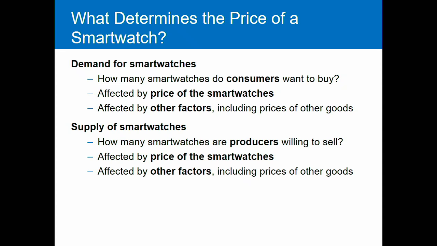It's also affected by other factors, including the prices of other goods, and we'll get into those other factors a little bit later. What also helps determine the price of a smartwatch is the supply of smartwatches. So how many smartwatches are producers willing to sell? Again, this is also affected by the price of smartwatches. If it costs more to make a smartwatch than you can get by selling it, obviously a firm's not going to sell it because they're going to lose money. And again, this is also affected by other factors, including the prices of other goods and a few other things.